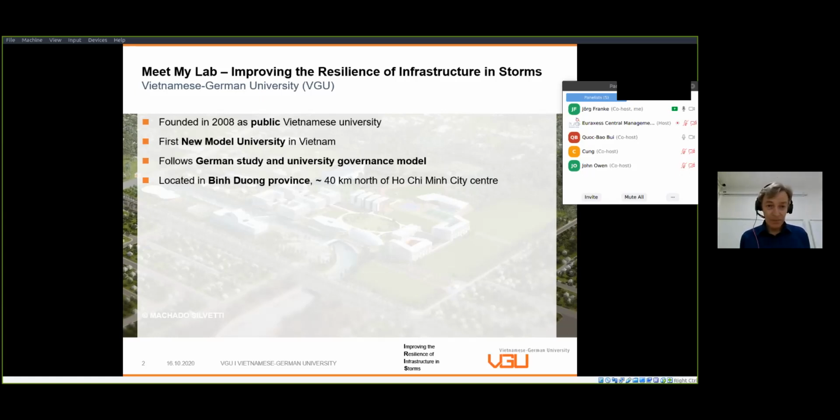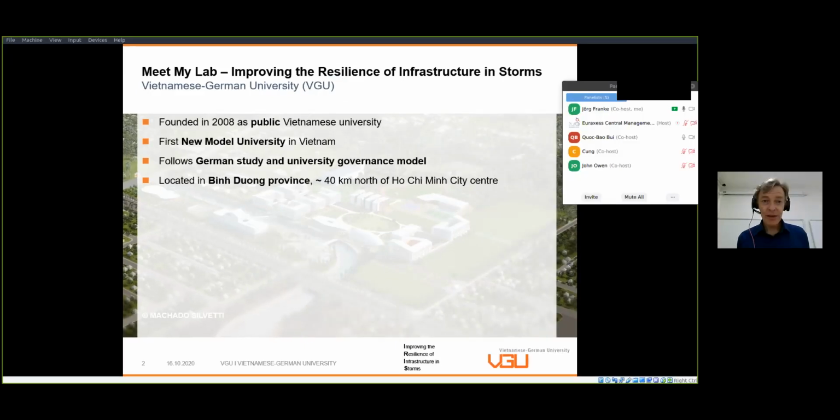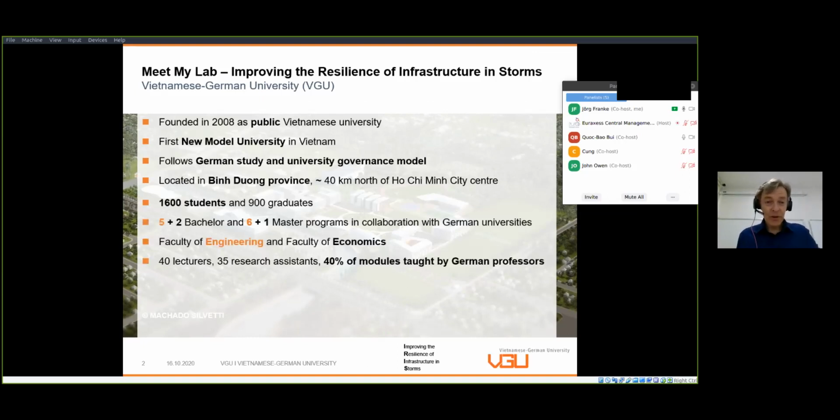The other 2 new model universities are now the Vietnamese-French University and the Vietnamese-Japanese University, both located in Hanoi, in the capital, and we are located not even in Ho Chi Minh City. We have a small campus over there, but our main campus is in Binh Duong province, which is around 40 kilometers north of Ho Chi Minh City center. We currently have 1,600 students, and up to now we have 900 graduates that are continuing successfully in their career.